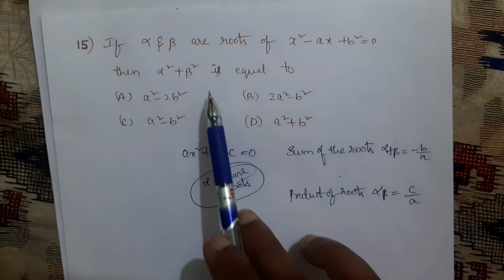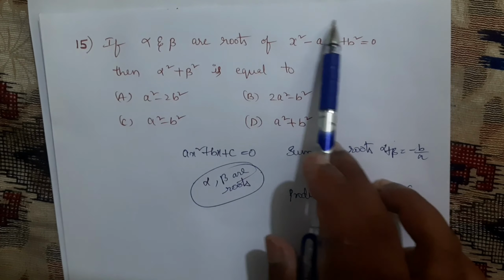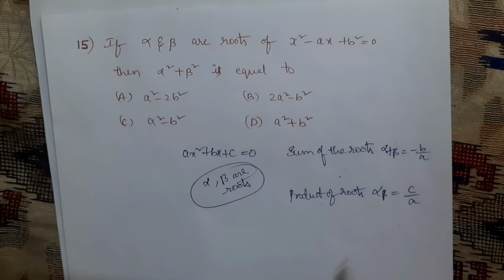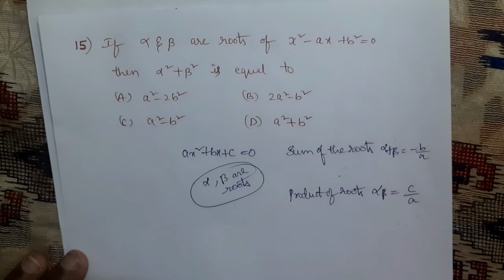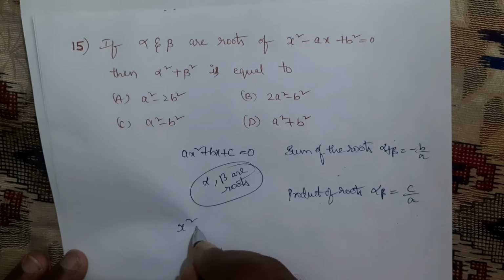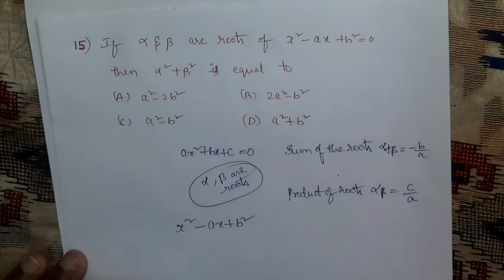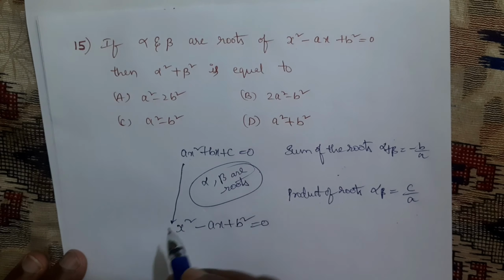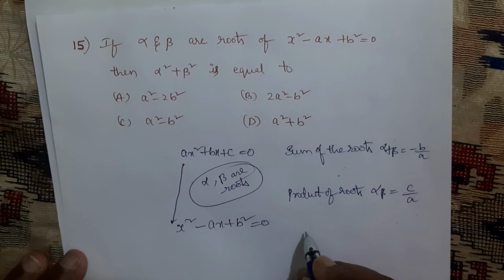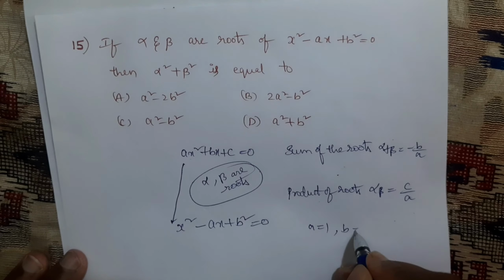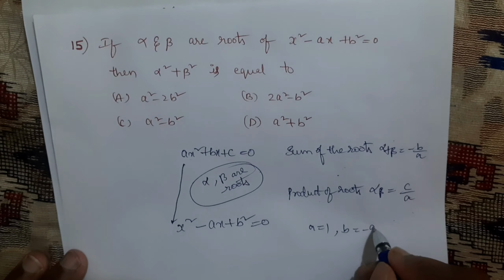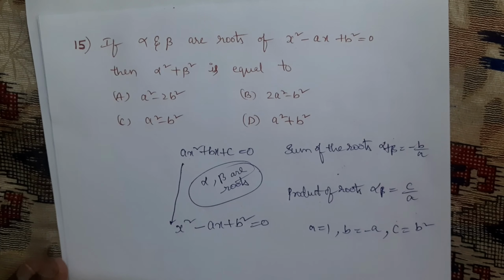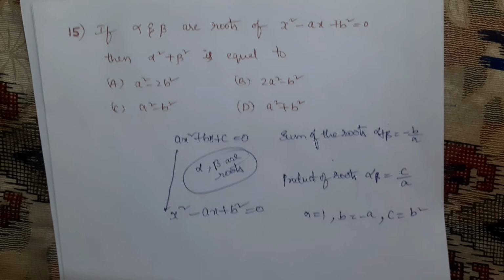Now based on this, we need to find alpha square plus beta square according to this equation. This is the general method. Now we need to compare this with the given equation. What is the given equation? X square minus ax plus b square equal to 0. That means here, what is the a value? A value is equal to 1. What is the b value? B value is equal to minus a. What is the c value? C value is equal to b square. Remember this. Based on that, we need to find the values.